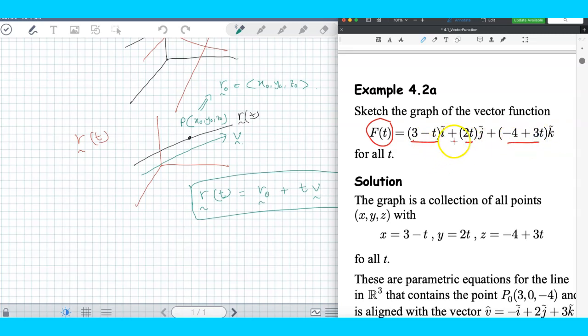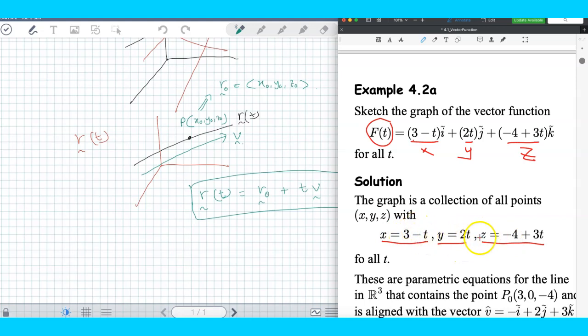As we know, a vector function always has a parametric equation. Here we can see the parametric equation of x: x equals 3 minus t, and this one is y, and this one is z. So we can write it in this form. This is called a parametric equation. What is a parametric equation? A parametric equation is the component form of the vector function. This is called the vector function, and this is called the parametric equation.